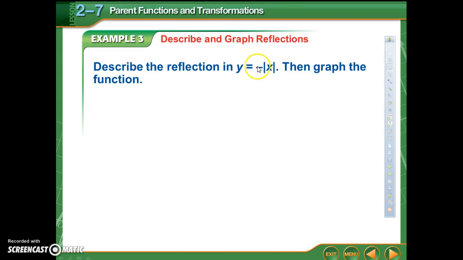Describe the reflection in y equals negative absolute value of x, then graph the function. Well, let's type in our graphing calculator so we can see it. So it's absolute value of x in y1, leave it the same. Go to y2 and clear it. Put in the negative sign, then put your absolute value of x. Go ahead and graph that. You'll notice that what happens is that the function flips over the y-axis there.